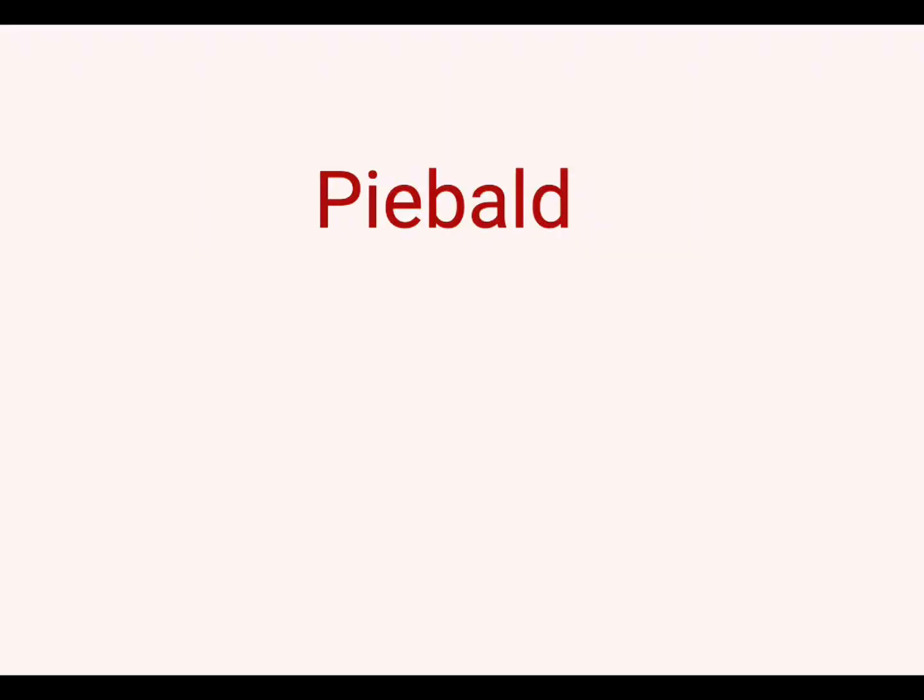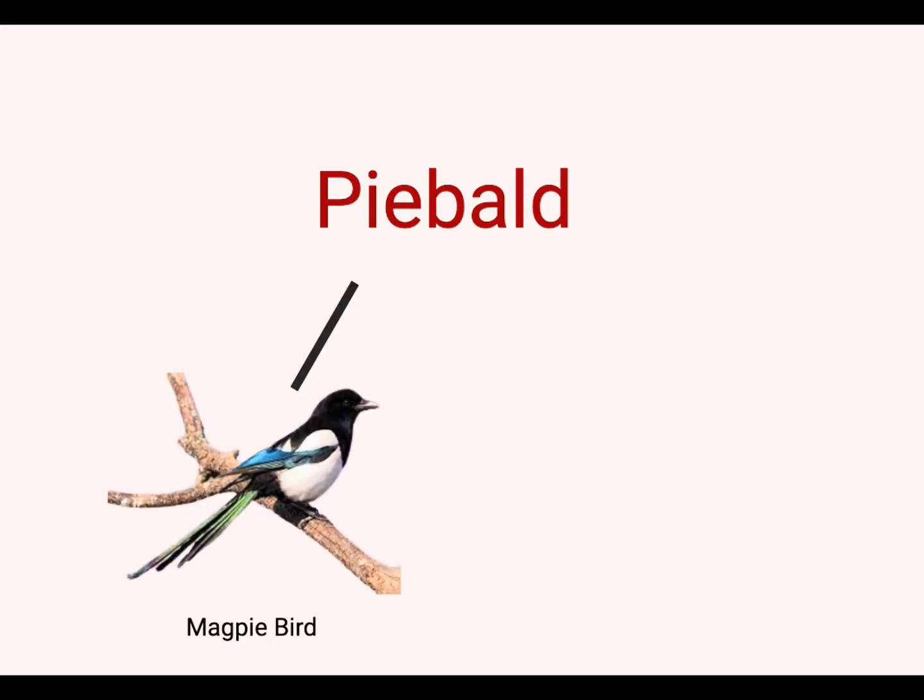The origin of the word piebald is a combination of the words pie and bald. Pie comes from the magpie bird, which has spots on its feathers. The word bald comes from white patch or spot. These words combined make it easy to understand that piebald is a condition where an organism has white patches of skin, fur, or feathers.